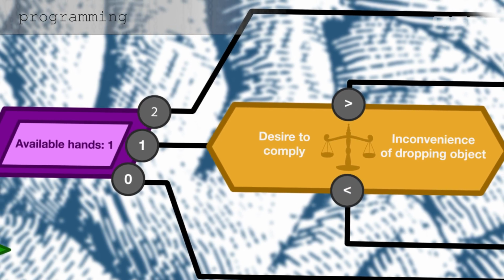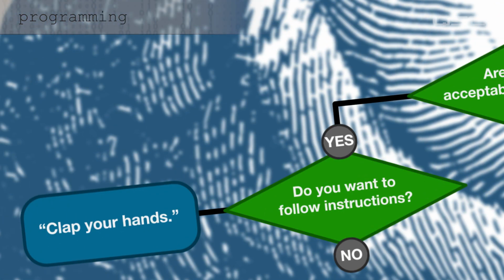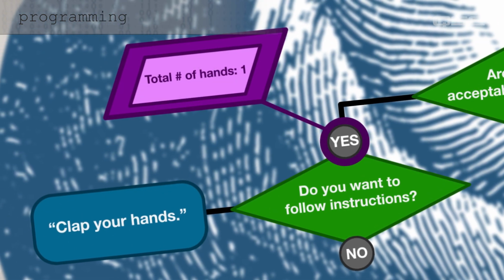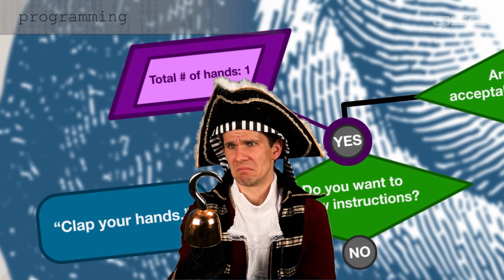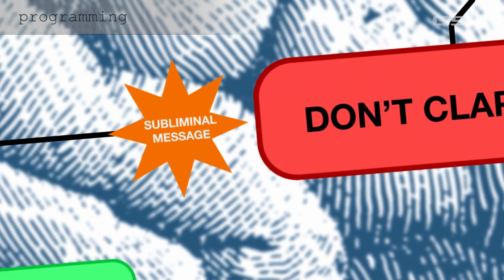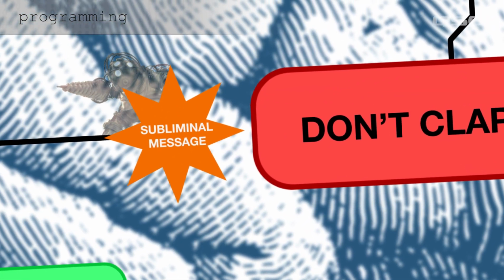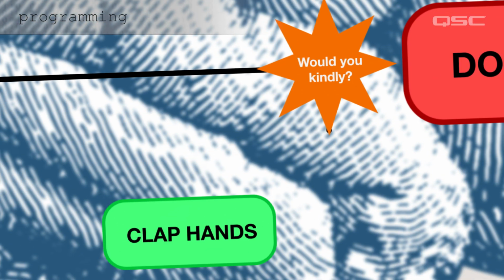The desire to do it may be overwritten by a global variable of how many hands you actually have. Yeah! The desire to not do it may be overwritten by my subliminal reference to the video game BioShock, which could force you to perform any command that contains the words, "Would you kindly?"